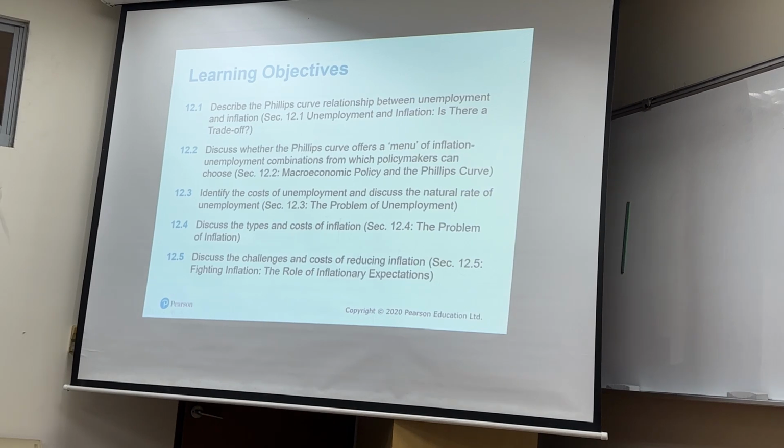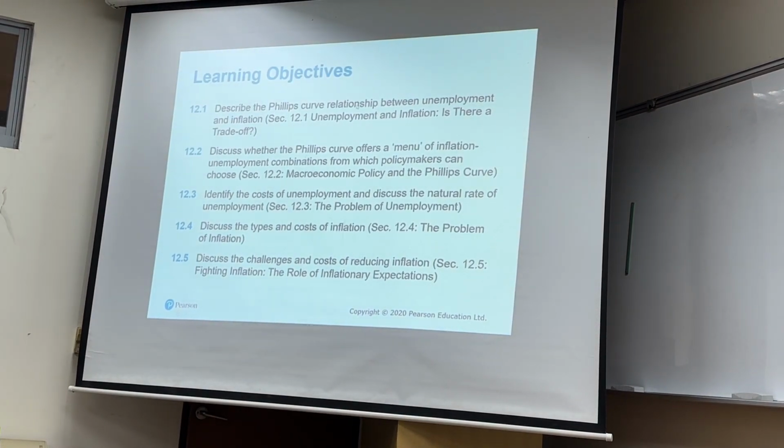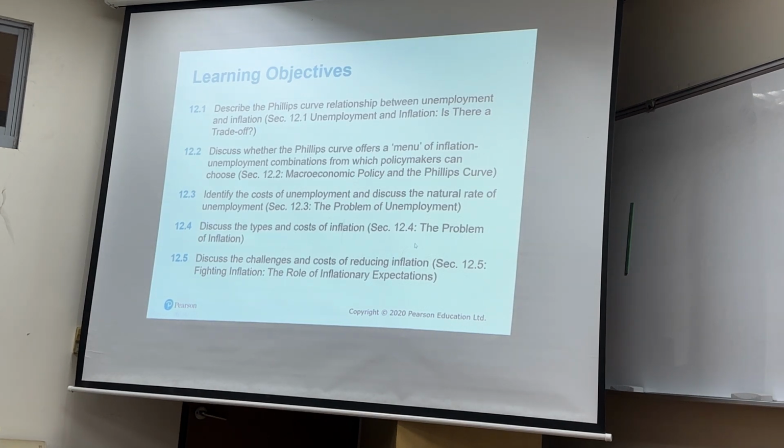So here, okay, the first issue is on the Phillips curve, and then the costs of unemployment, and discuss the natural rate of unemployment, and then the types and costs of inflation, okay? And so the last one, right?